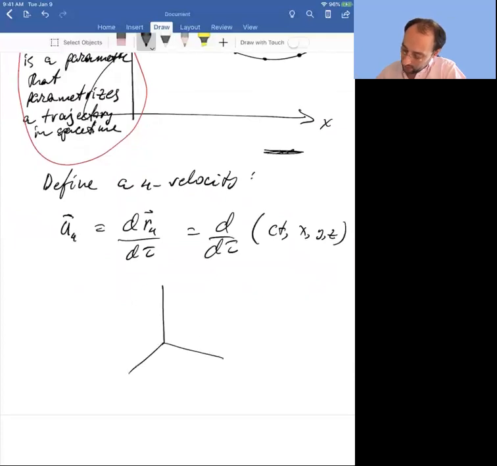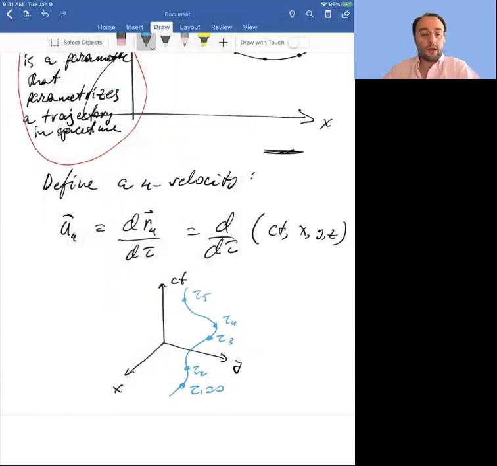So for example, this is x, this is y, and this is ct. Let's say I'm going to use a different color so you can see, let's say there's some kind of a particle evolving on a trajectory, and this is tau 1 equals 0, this is tau 2, then it's moving faster with respect to the proper time parameter, and slower, then faster, and tau 4, tau 5, and this four velocity vector in space-time is also tangent to a particle's world line.